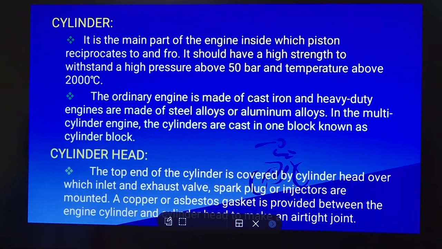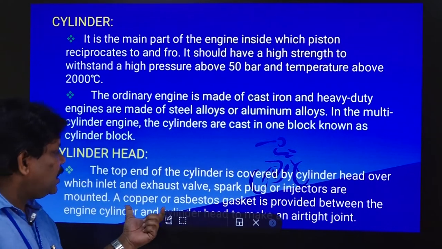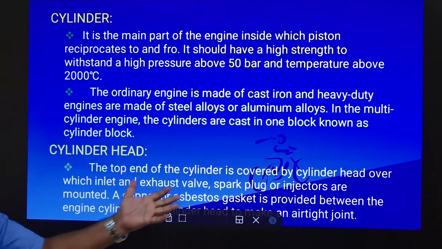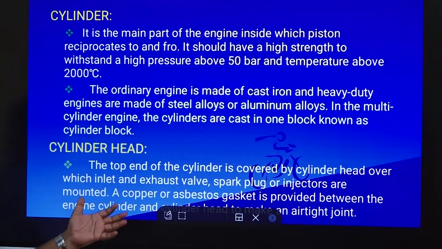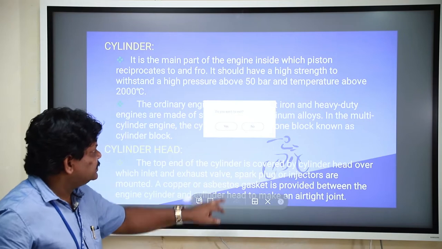You may get this question in assertion and reason. A copper or asbestos gasket is provided between the engine cylinder and the cylinder head to make an airtight joint.